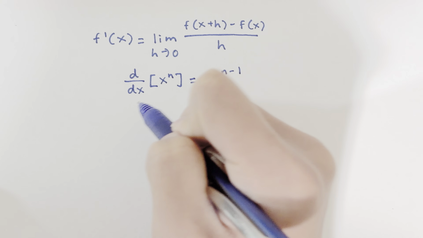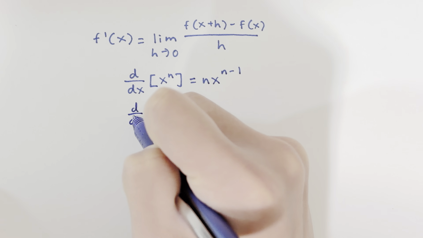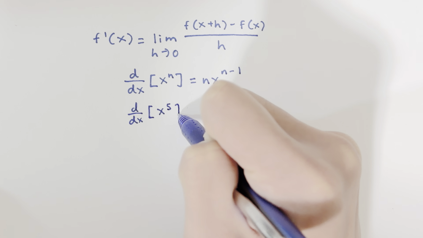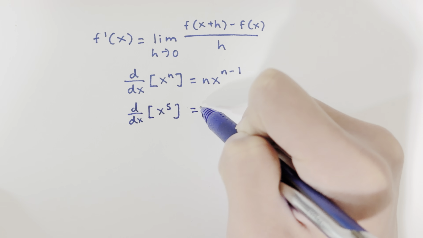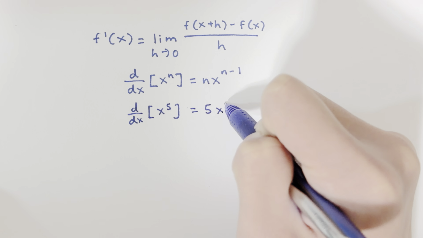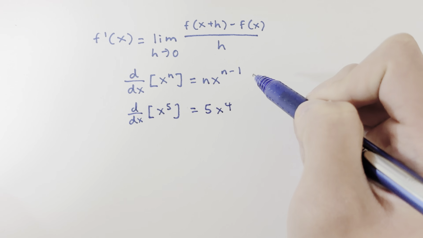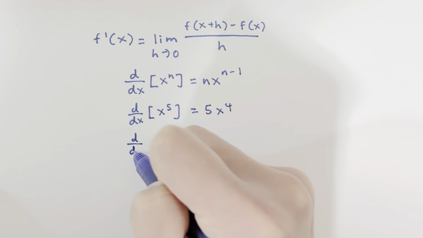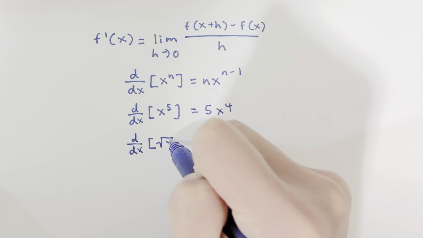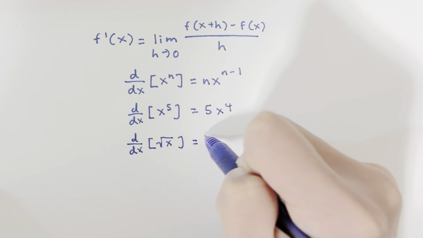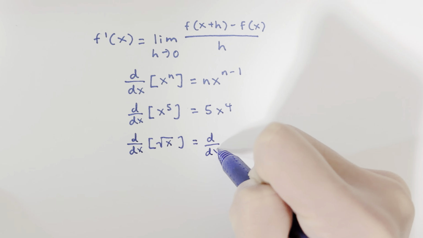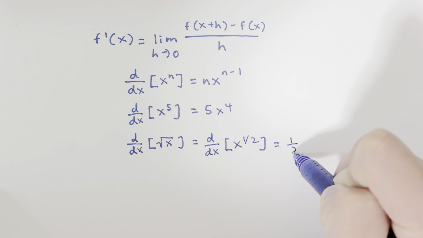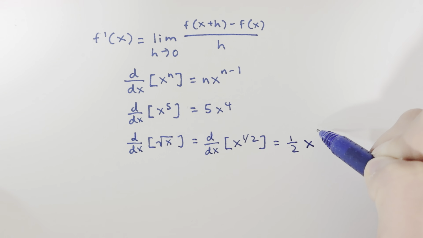Take this for example, d over dx of x to the power of 5. This is equal to 5x to the power of 4. Or d over dx of square root of x, which will equal d over dx of x to the power of 1/2. So this equals 1/2 times x to the power of negative 1/2.